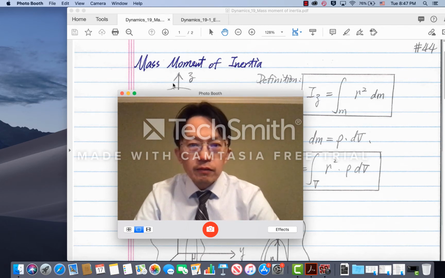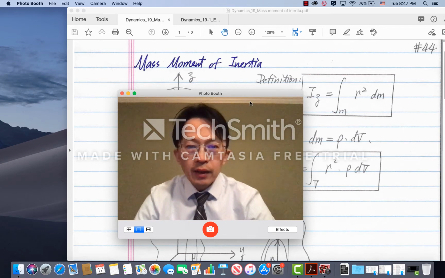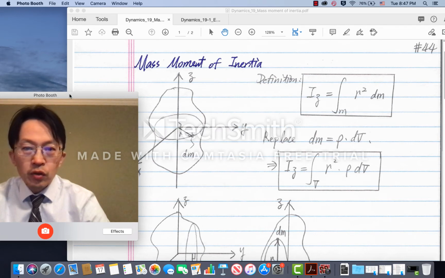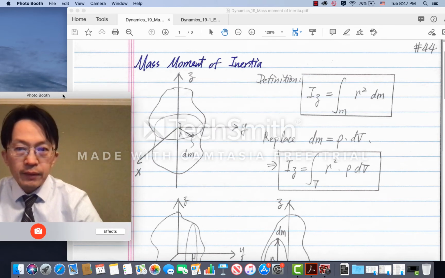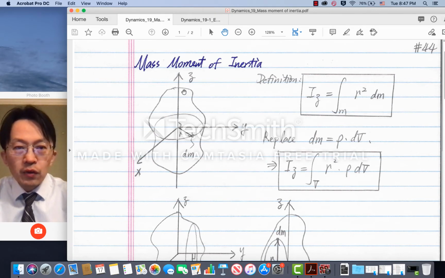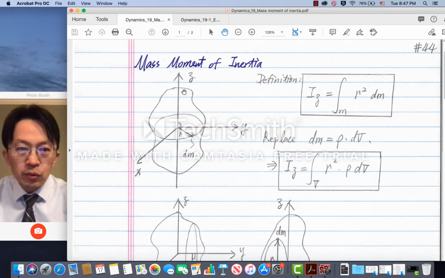In determining the mass moment of inertia of complicated objects, there are different properties we can use. So let's start with the definition. This part of the topic is in my notes, page 44 to page 45. First of all, if you look at the definition, in this case, we consider a three-dimensional Cartesian coordinate system, x, y, z, following the right-hand rule.